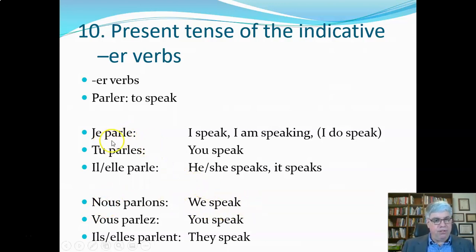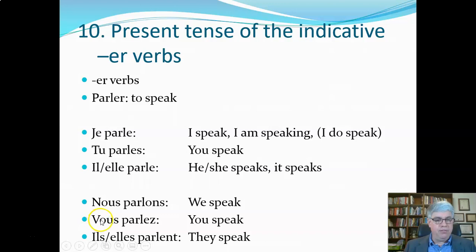So notice this was je parle, tu parles, il parle. Now we've got an ons ending, and it's pronounced this time. So this is nous parlons. This is the first one that's pronounced differently. These are spelled almost the same. We've got the silent S there, but here we've got the ons ending. And so that's pronounced we speak or we are speaking.